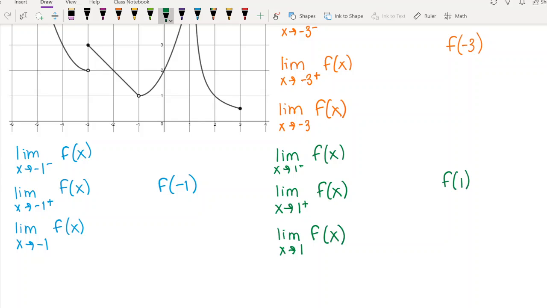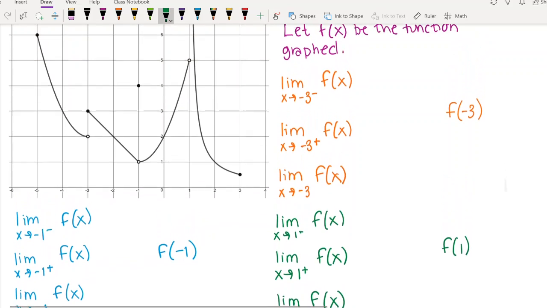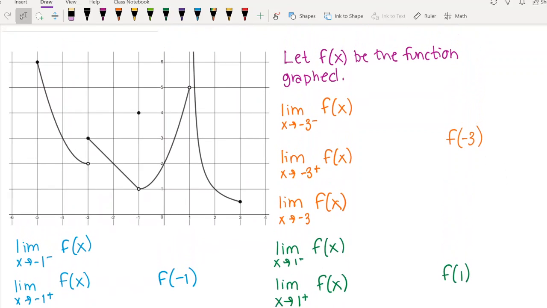So again, pause the video, take a minute to try these yourself. I'll put it back up here so that you can actually see the full picture, and then we'll go over them together.